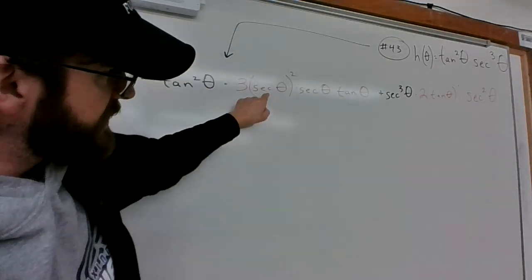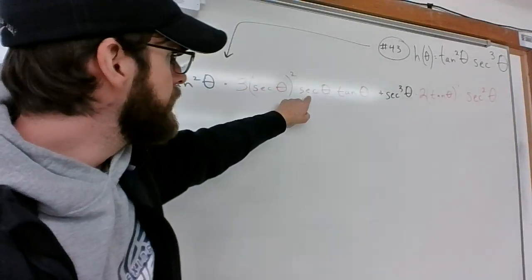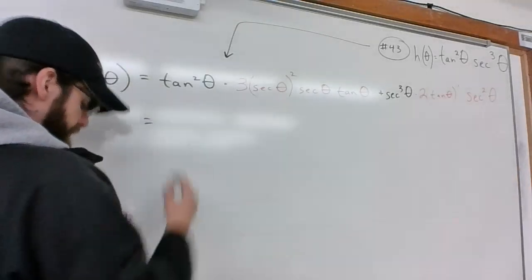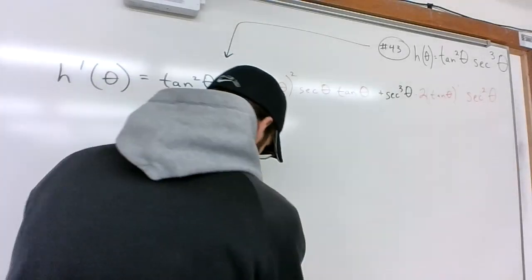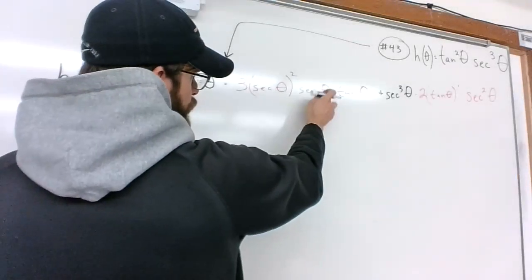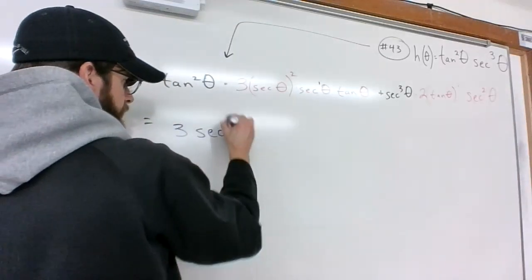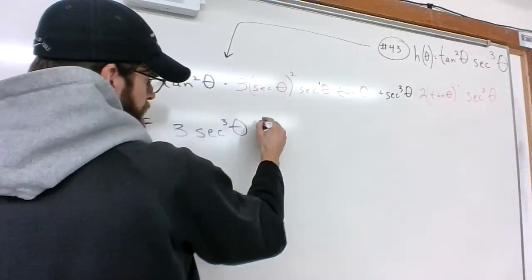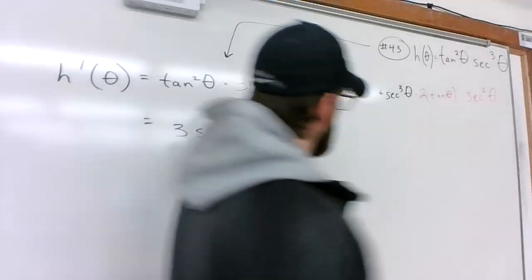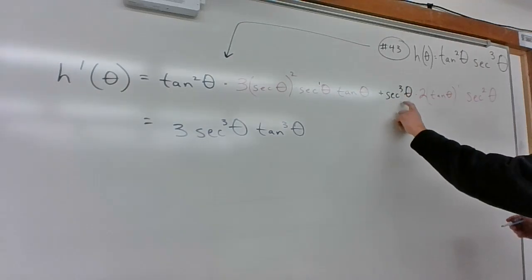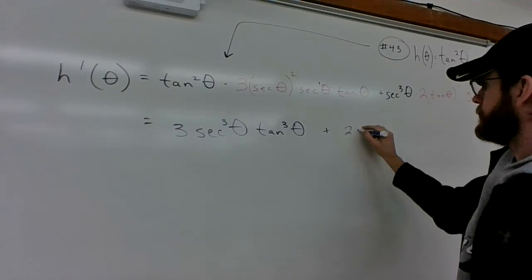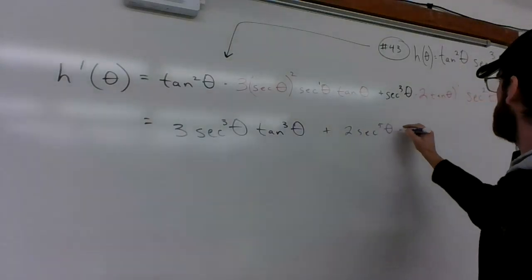All right, now, secant squared times secant would be secant cubed. Tangent times tangent squared is tangent cubed. So I can rewrite this as 3 secant cubed theta tangent cubed theta. And then the second part's going to be, wow, secant to the 5th power times 2 times tangent.